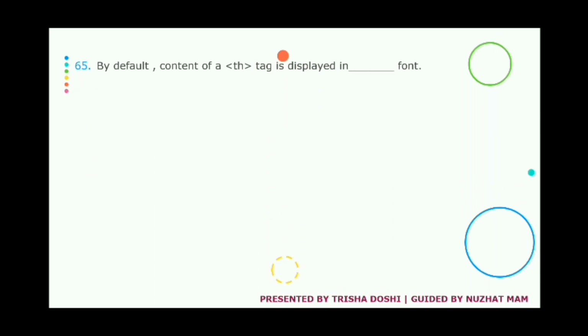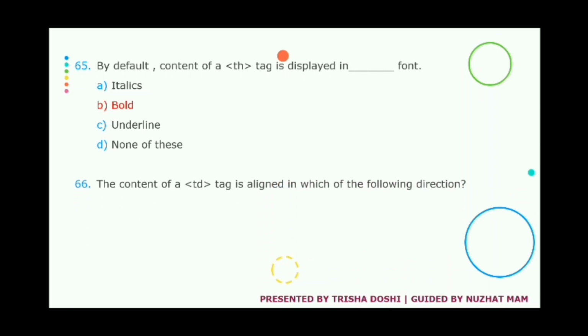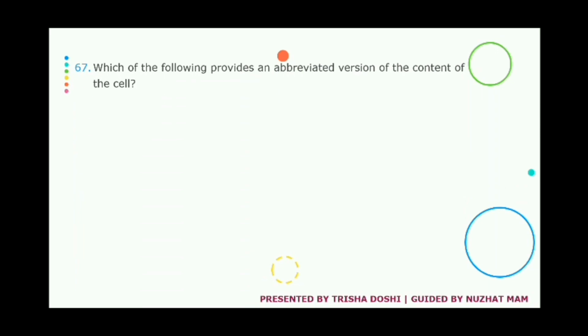Question 65. By default, content of th tag is displayed in dash font. A italics, B bold, C underline, D none of this. The correct answer is B bold. Question 66. The content of a TD tag is aligned in which of the following direction? A left, B right, C middle, D top. The correct answer is A left. Question 67. Which of the following provides an abbreviated version of the content of the cell? A no rep, B abbreviate, C ABBR, D v-align. The correct answer is C ABBR.